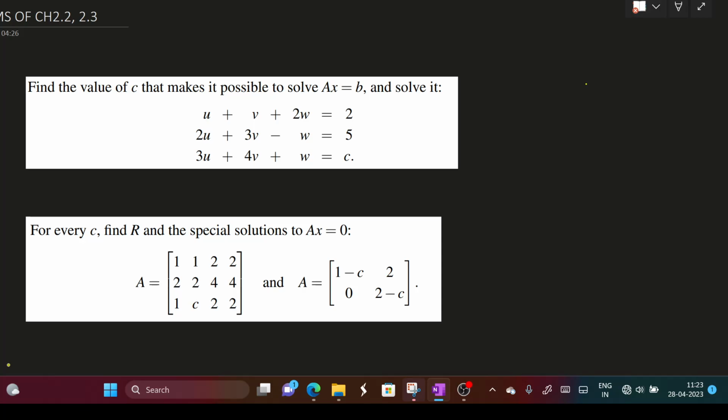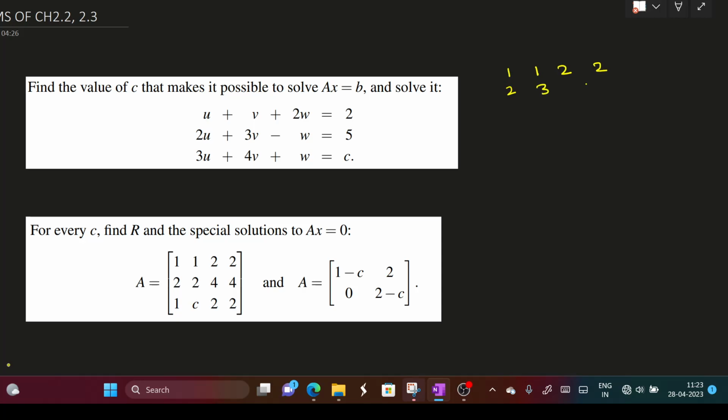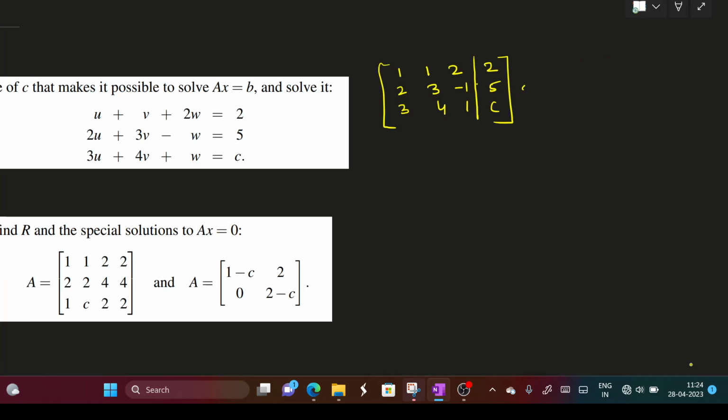So first we will write the augmented matrix: 1, 1, 2, 2; 2, 3, minus 1, 5; 3, 4, 1, c. This is my augmented matrix. Now applying elementary row operations on it, I will convert it into echelon form. So R2 minus 2R1 stored in R2, R3 minus 3R1 stored in R3.